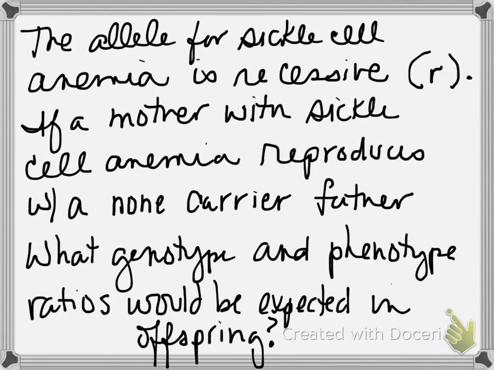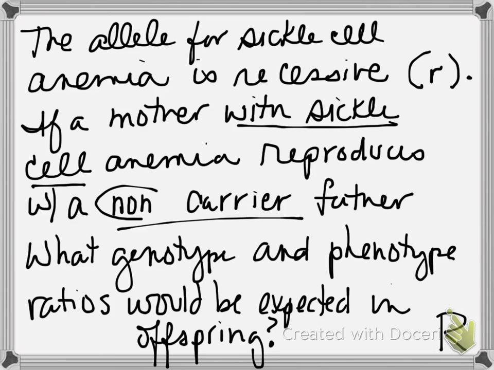Okay, so we're dealing with sickle cell anemia. This is one we had started to talk about a little bit on Friday. Very common among Americans of African ancestry. So the allele for sickle cell anemia is recessive. We're using a small r. We would use the big R for the usual red blood cell allele. If a mother with sickle cell anemia reproduces with a non-carrier father, whoops, let me get rid of that. A non-carrier father, what genotype and phenotype ratios would be expected in the offspring?